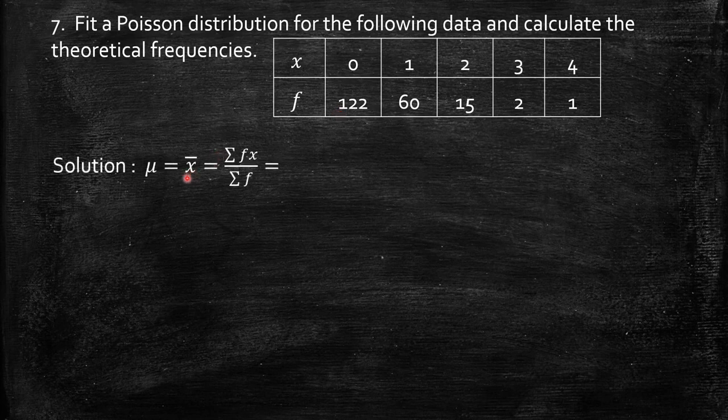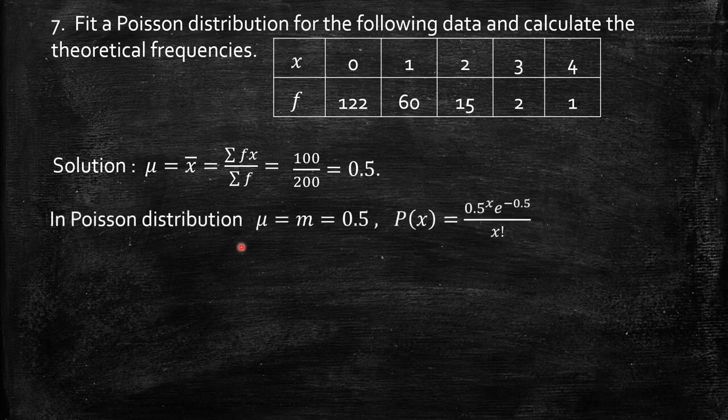So let me first calculate the average. So mu, that is x bar, is equal to summation fx by summation f. That is the sum of the product of these data. So 0 into 122 plus 1 into 60 plus 2 into 15 plus 3 into 2 plus 4 into 1, which gives 100, divided by summation of f, which is 200. So 0.5 is the average. So for Poisson distribution, mu is nothing but m, which is 0.5. Thereby the probability function p of x is 0.5 power x exponential minus 0.5 by x factorial.